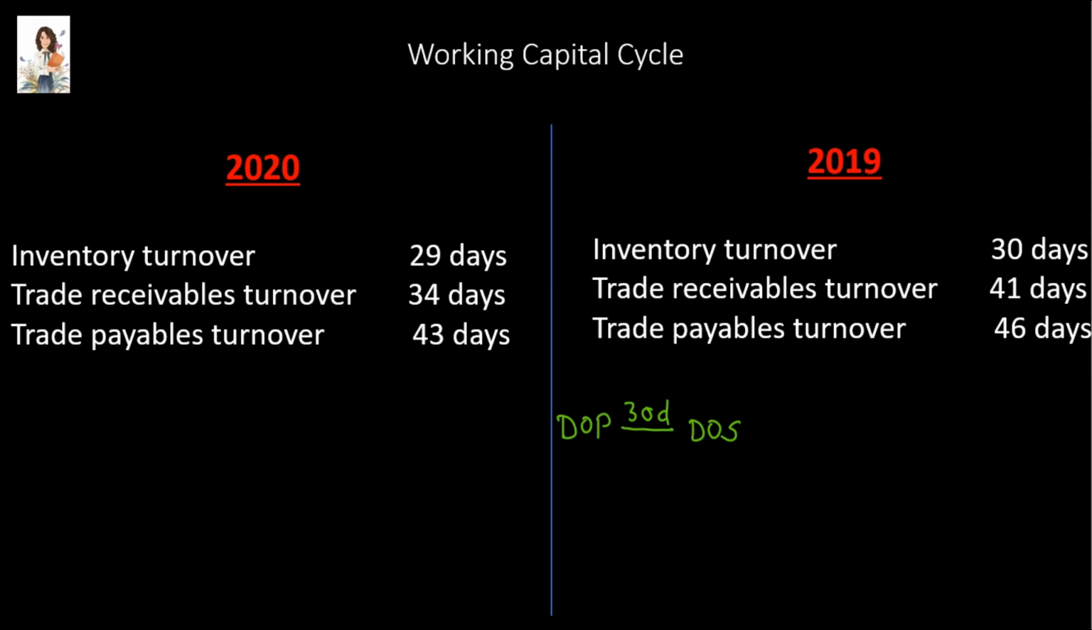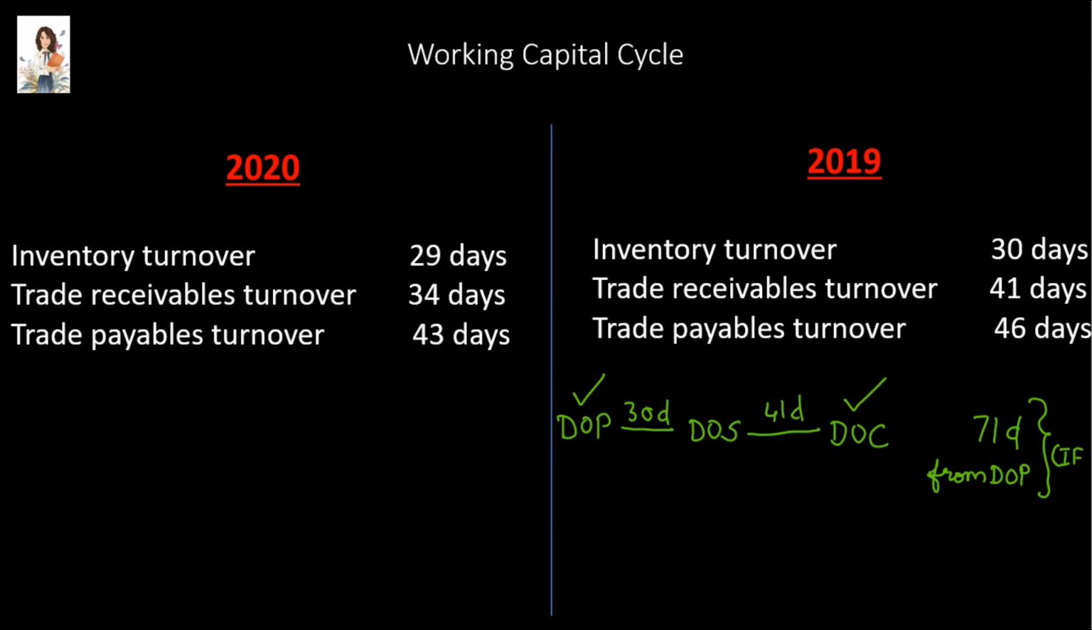That means there is a time interval of 41 days between the sale of finished goods and the date of collection from the customers. Therefore, we see that the time gap between the date of purchase of raw materials and the date of collection of payment from the customers is 71 days, 30 plus 41. So it takes 71 days from the date of purchase of raw materials to receive the money. This is our cash inflow.